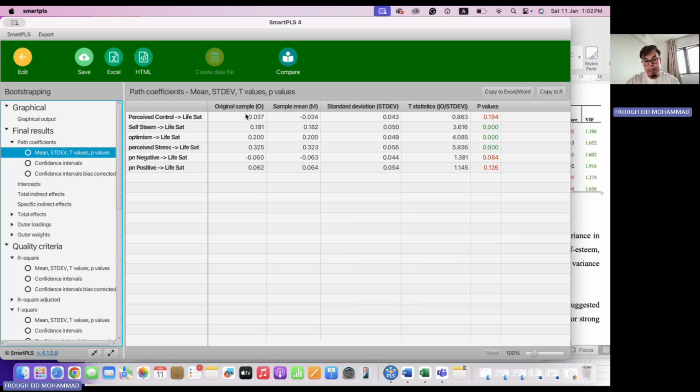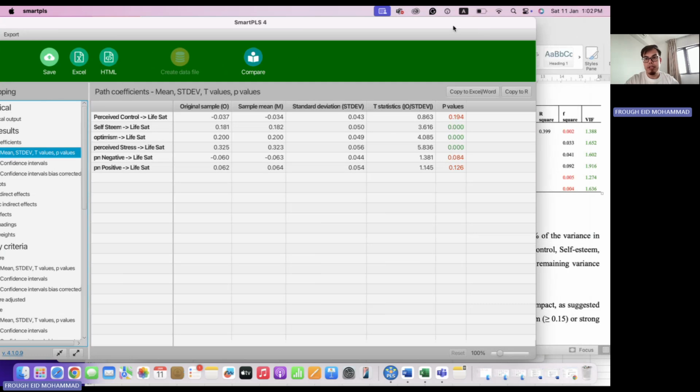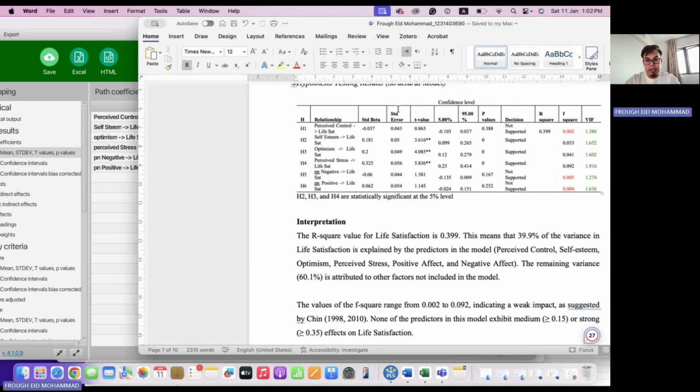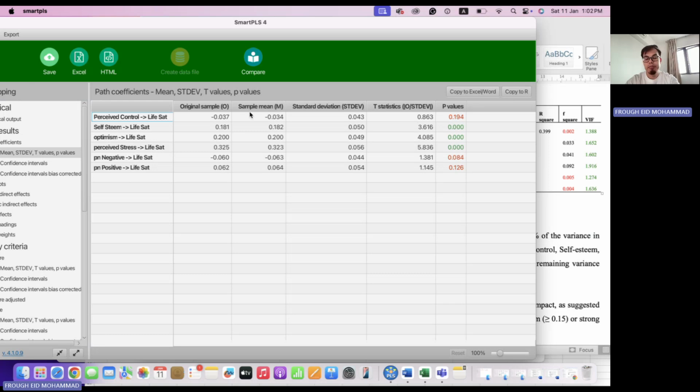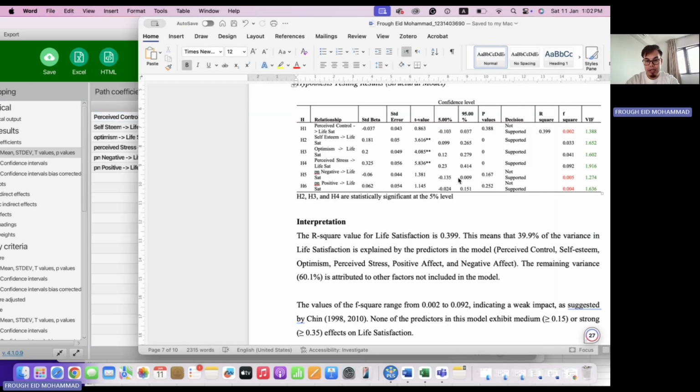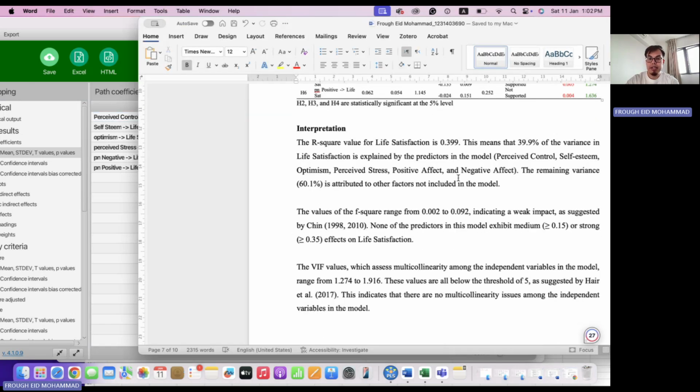So original sample, sample mean, standard deviation, t statistics, and p-value. Here, some of them are renamed as standard beta, standard error, t-value, and p-value. And which one is removed? Sample mean. This is removed in this analysis, and the others are kept as they are necessary. And the values are here. And for all of them, the interpretation is here.